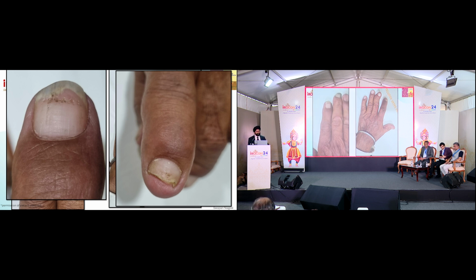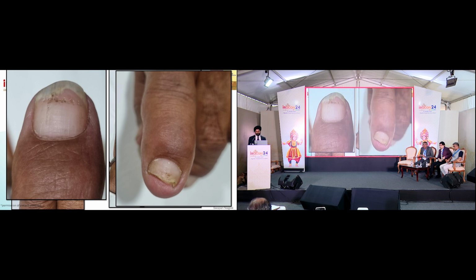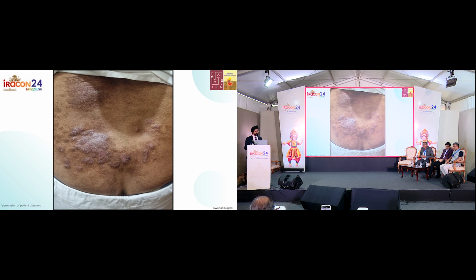Now I zoomed in on the nails of the patient, and look at what I found. There are small pits on the nail of the patient, and even on the other side there is some hypertrophy under the nail bed. And lo and behold, you expose the patient's back and you find psoriasis. So always look for other joints and other small clues that will help you make a diagnosis. In a 65-year-old, you won't expect inflammatory back pain, but it was there.